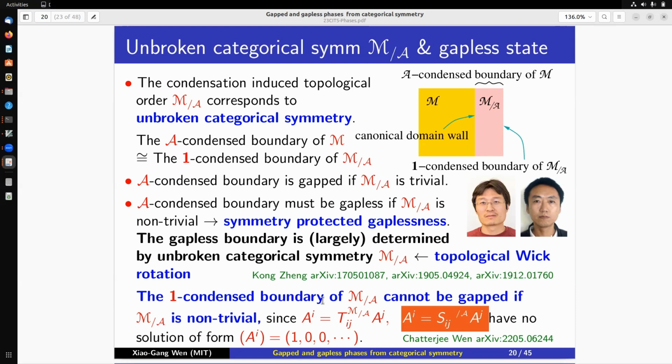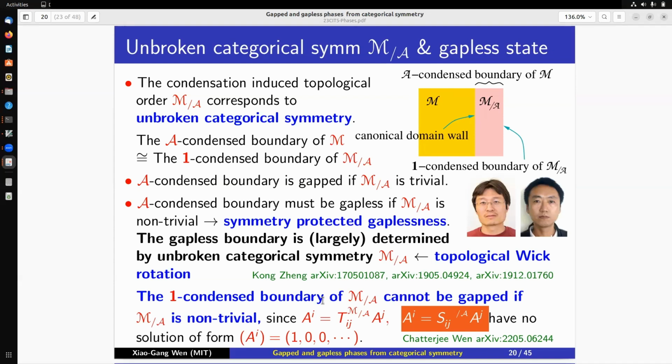So I can translate that into a more familiar language. So what is this unbroken categorical symmetry? Basically, there's a bunch of symmetries. However, these symmetries have non-trivial statistics between them. Usually when we say symmetries, the symmetry means that all these symmetry charges have a trivial mutual statistics between them. So therefore, unbroken symmetry does not guarantee gaplessness.